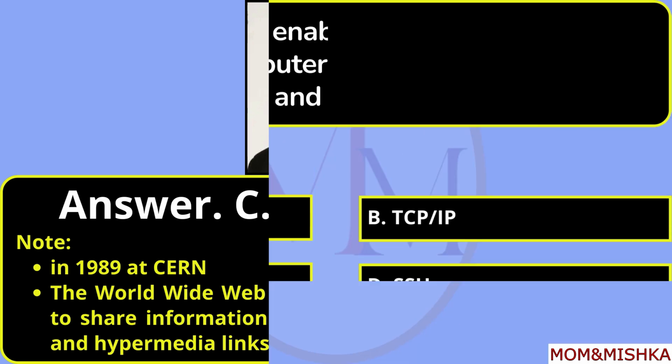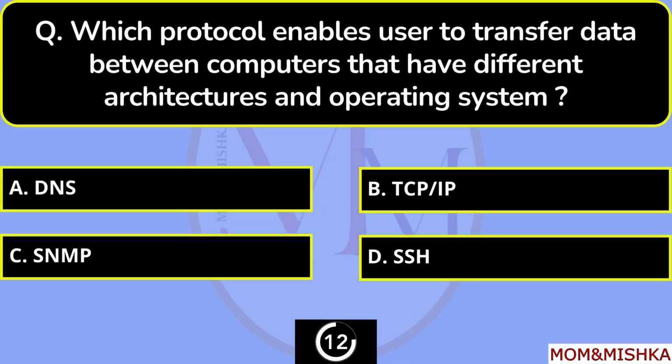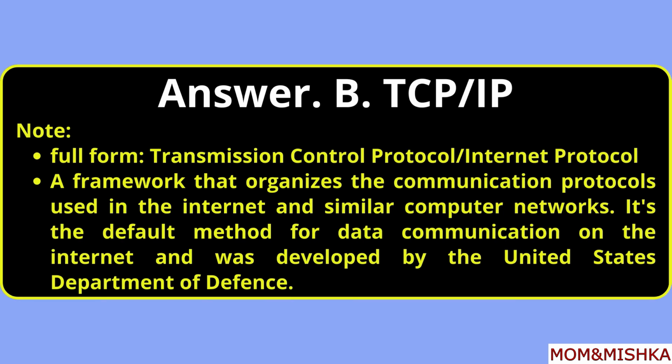Which protocol enables user to transfer data between computers that have different architectures and operating system? TCP/IP, option B. Its full form is Transmission Control Protocol, Internet Protocol. It's a framework that organizes the communication protocols used in the Internet and similar computer networks. It's the default method for data communication on the Internet and was developed by the United States Department of Defense.